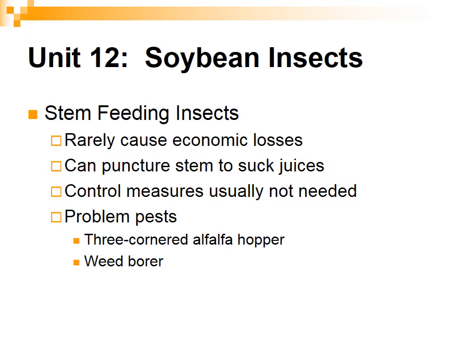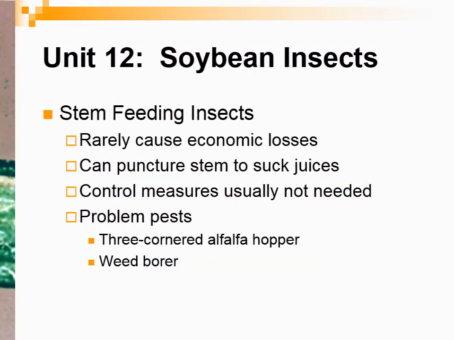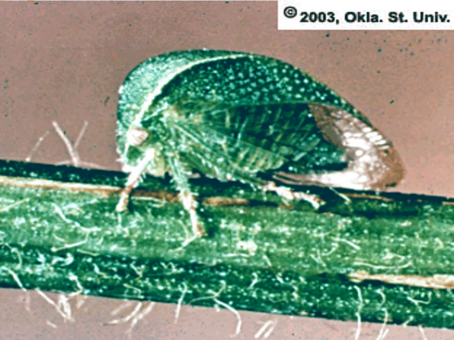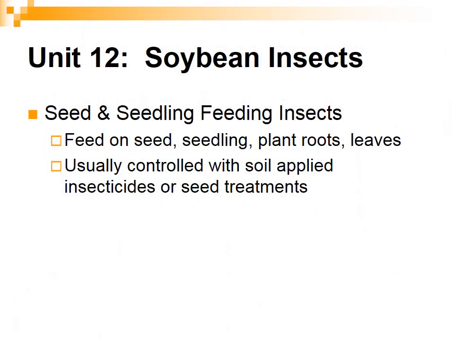So a couple problem pests out here are the three-cornered alfalfa hopper and the weed borer, and you'll see some pictures. Here's that three-cornered alfalfa hopper. The seed and seedling feeding insects, again, these are really more what we target when we talk about treated seed and soil applied insecticides. These are problematic because they can absolutely decrease your stand before it even gets out of the ground. So you certainly want to know what problems we may have developed.